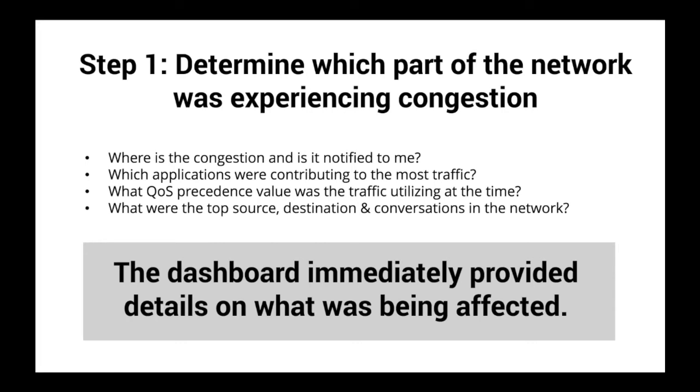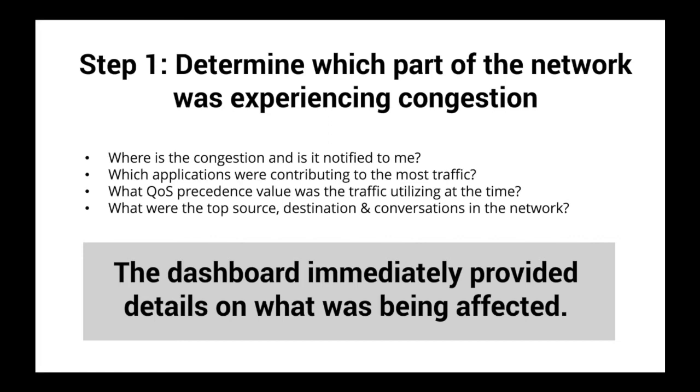Once I know the congestion, we need to see which applications were contributing most of the traffic in this congestion. What were the top source, destination and conversation involved in this congestion, and what is contributing the maximum to it? You also need to know what QoS precedence was utilized during this particular time.